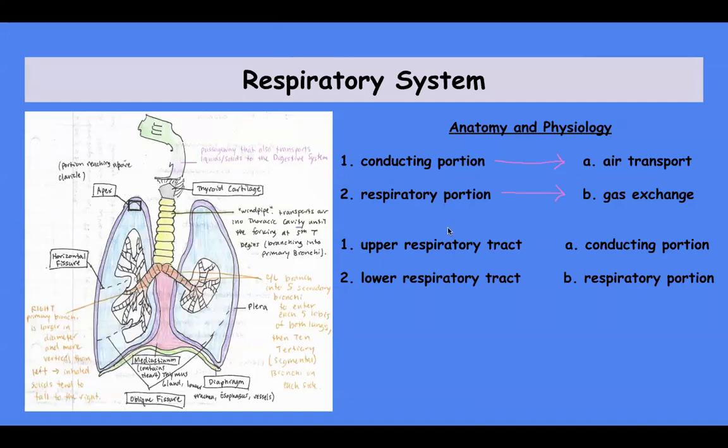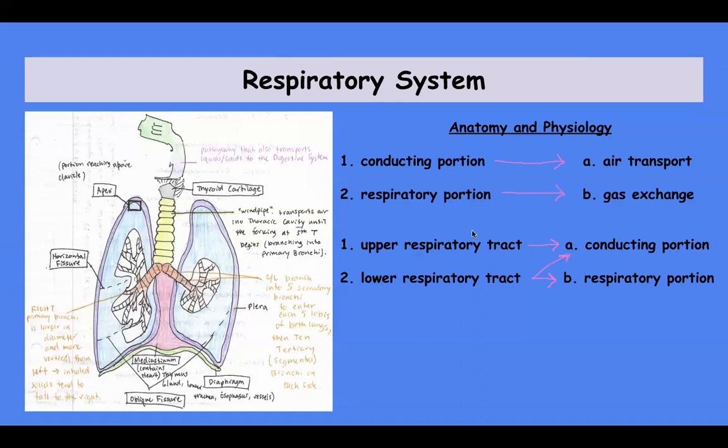All right, I'm seeing some comments in the chat that the upper respiratory tract is also a conducting portion. And we've identified up here that the conducting portion is air transport, right? And then I'm also seeing in the chat that the lower respiratory tract is considered a respiratory portion, but it's also considered a conducting portion. So there's some of the answers I'm getting in the chat.